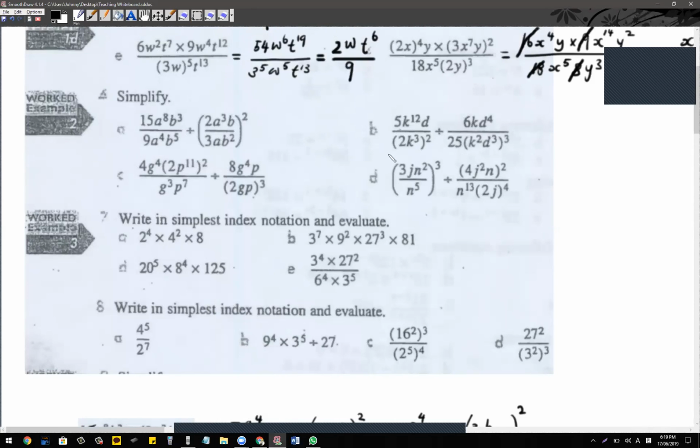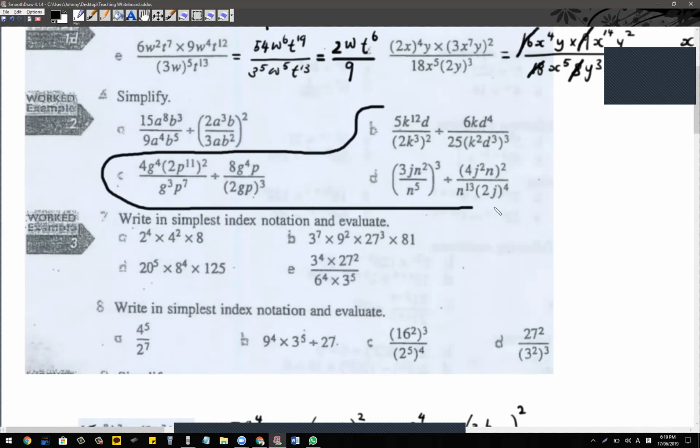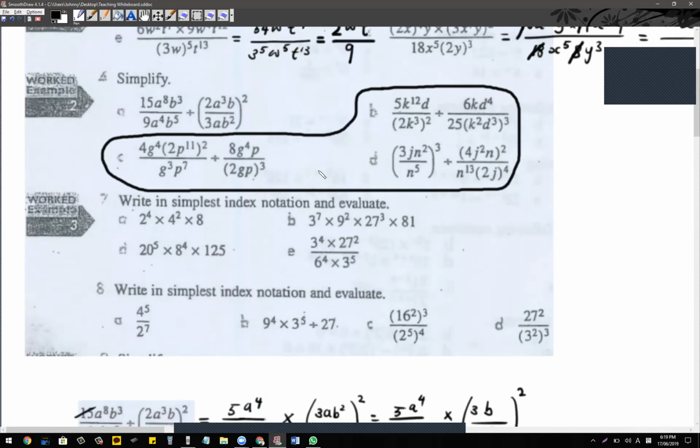Yeah, so I'm going to leave these questions as homework. You need to submit this answer to me by tonight or tomorrow night if you have time.